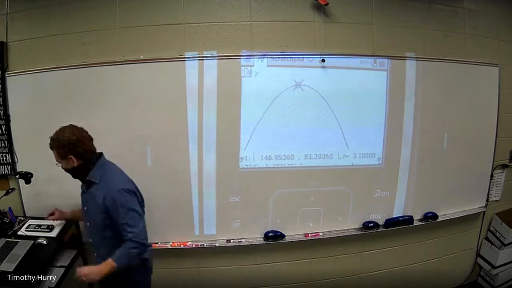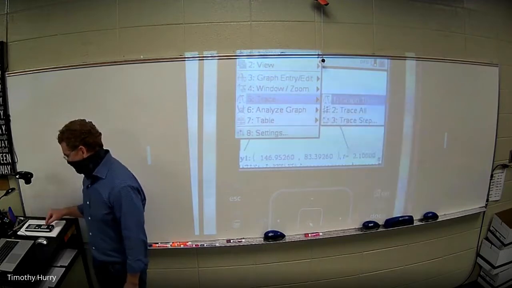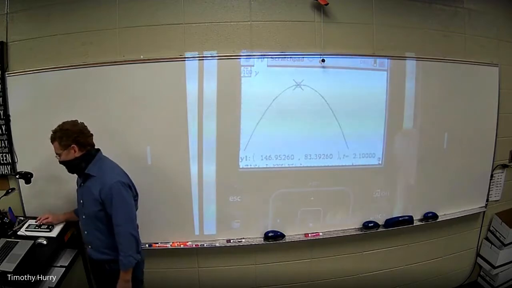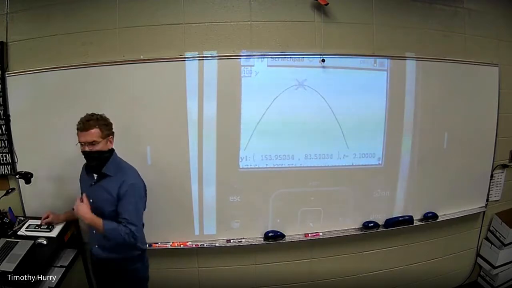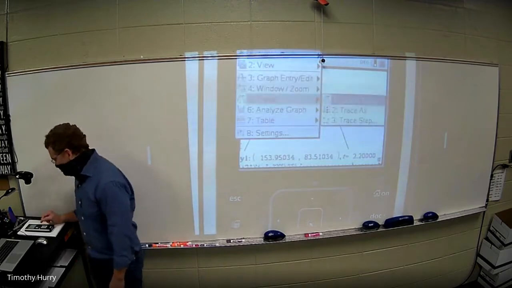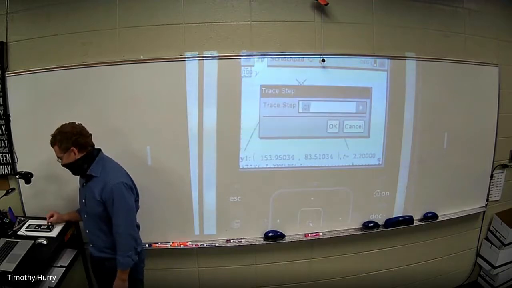Where's the trace thing? I hit menu, trace, and then go to trace step. Okay? And again, I chose 0.1. So right there, I'm pretty close to the top. So now that I've adjusted and gotten close, I'm going to go back to menu, trace, trace step, and try 0.01. And I'm going to try to get even closer.